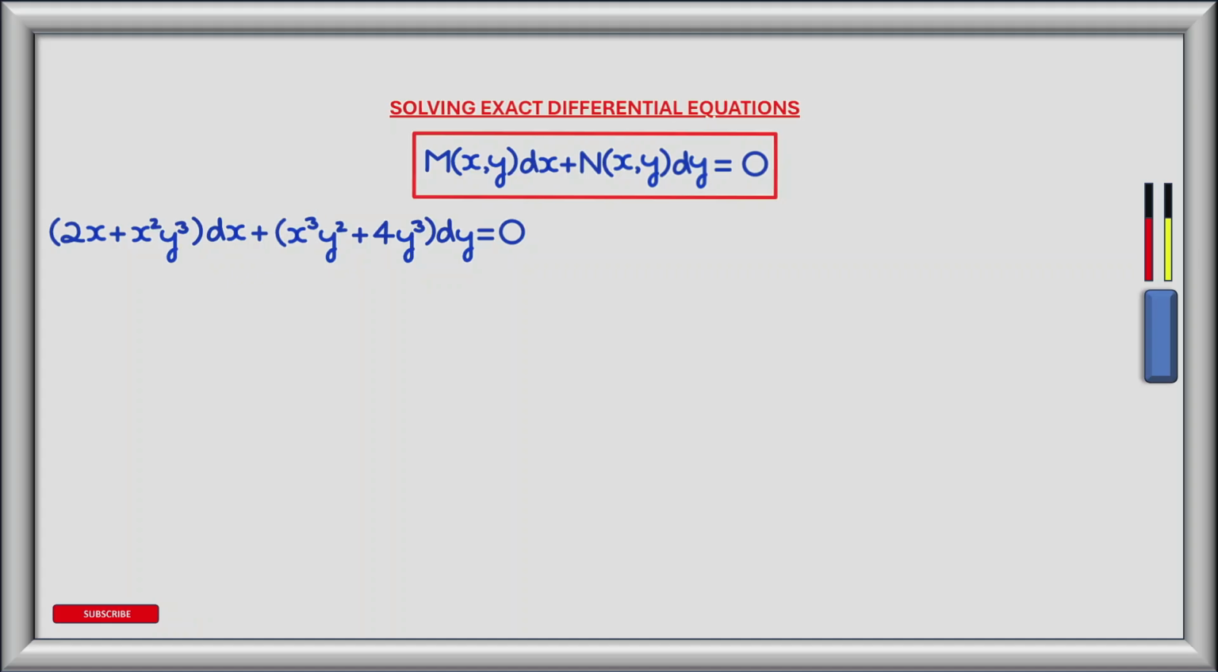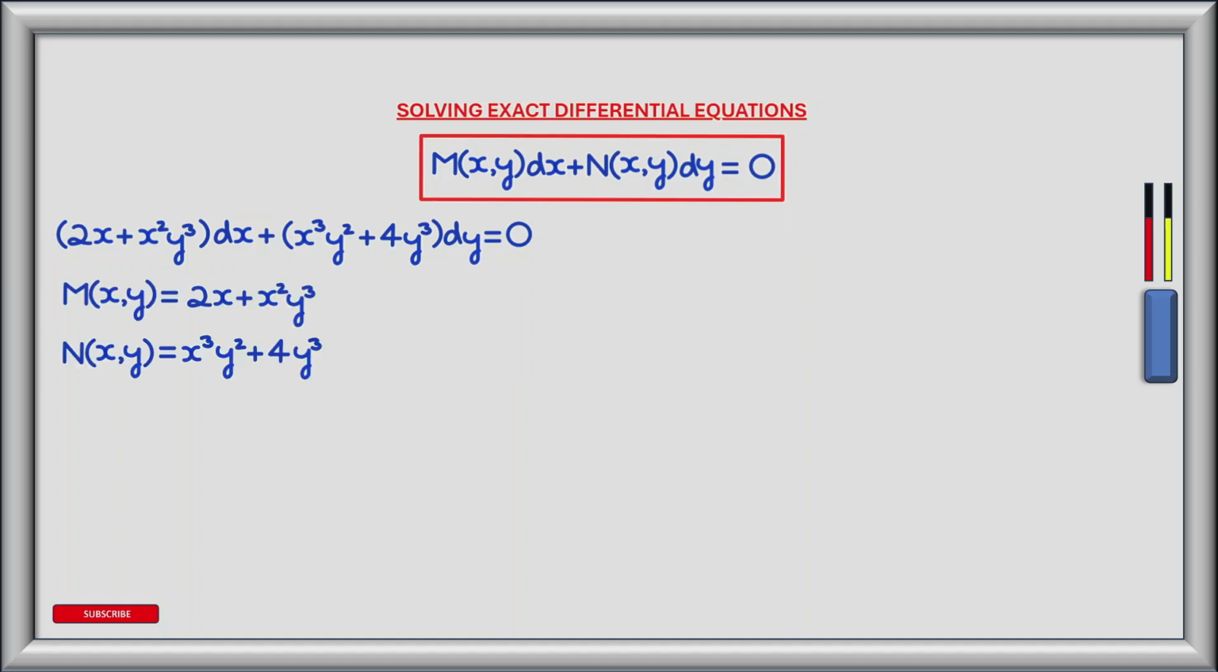So we're going to solve the differential equation (2x + x²y³) dx + (x³y² + 4y³) dy = 0. Now we know that for a differential equation to be exact, it must be of the form some function m multiplied by dx plus some function n multiplied by dy is equal to 0. And at first glance, it looks as if this equation falls into that category. So let's identify functions m and n.